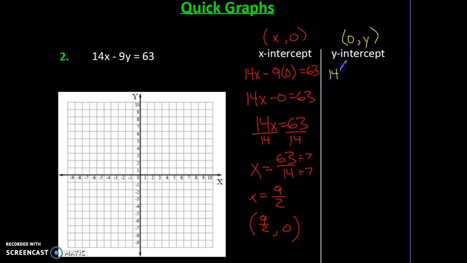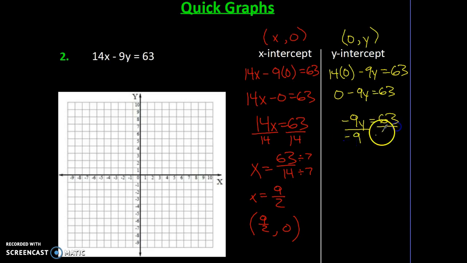I know that 14, and I substitute 0 in, times 0 minus 9y, equals 63. Well, 14 times 0 is 0, minus 9y equals 63. Same thing as writing negative 9y equals 63. Now I solve for y, so I need to divide both sides by negative 9. 63 divided by a negative 9 should give you a negative 7. So this one works out nicely. My coordinate would then be 0, negative 7.